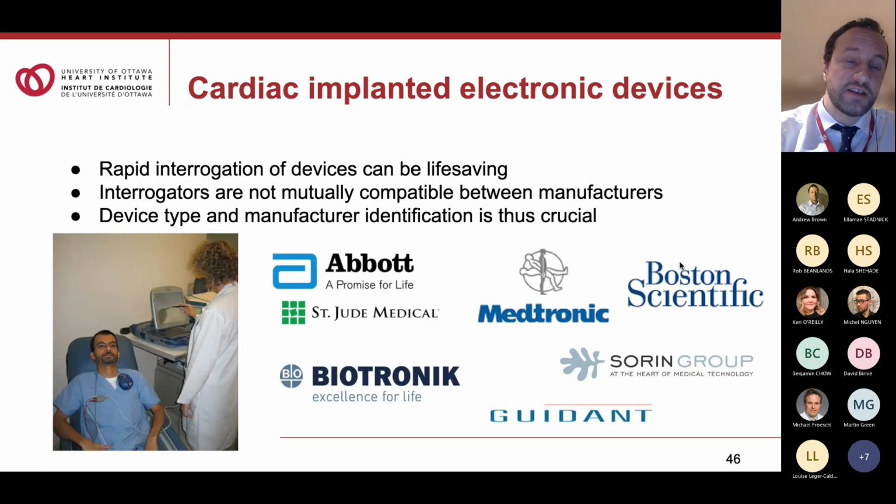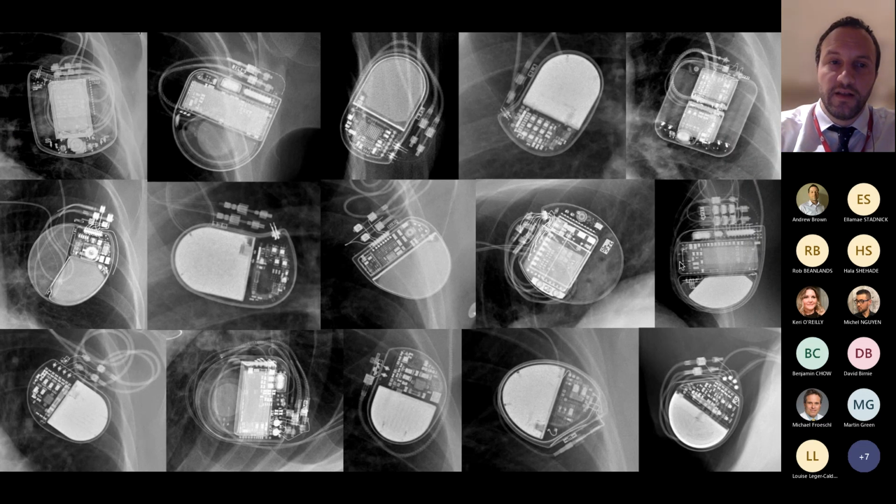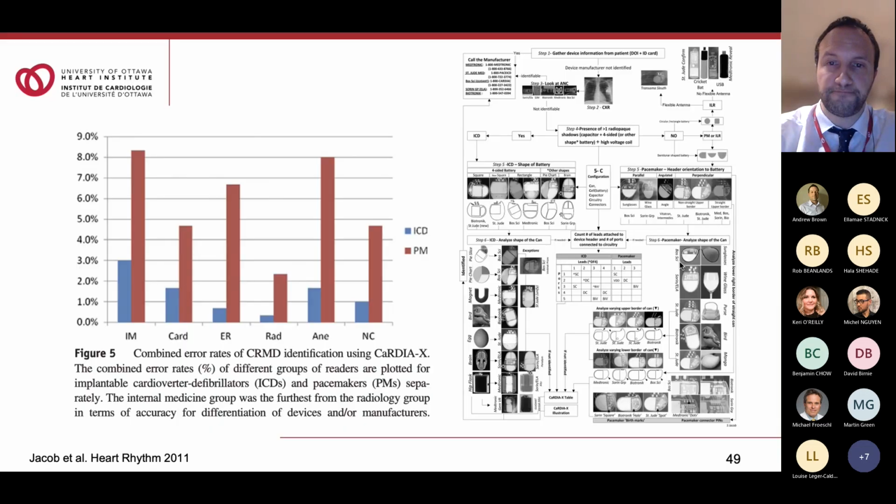Interestingly, rapid device interrogation can be life-saving, and unfortunately, the interrogators between the different manufacturers are not mutually compatible. So it's often important to identify the device type in an emergency. One way this can be done is using a chest radiograph, as we see here. As we know, the imprinted circuit, the electronics of the device, are quite well seen on a chest radiograph, as you can see here.